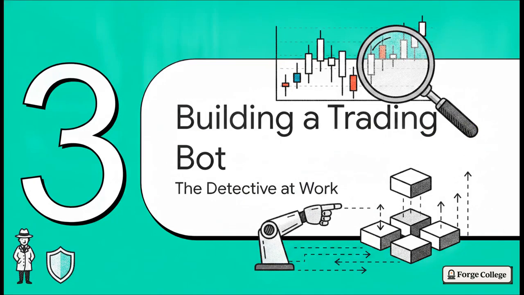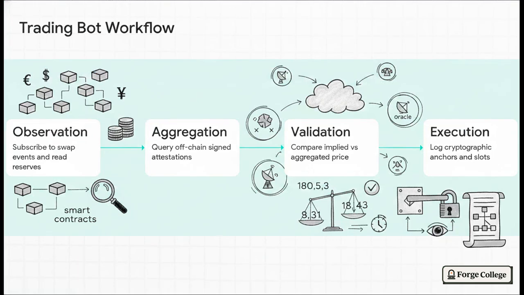Okay, let's move on to section 3, building a trading bot. It's time to see our paranoid detective actually do some work in the real world. Let's apply all of this to a really high-stakes scenario, an automated market maker monitoring bot that's hunting for profitable price differences. Step 1 is on-chain observation.